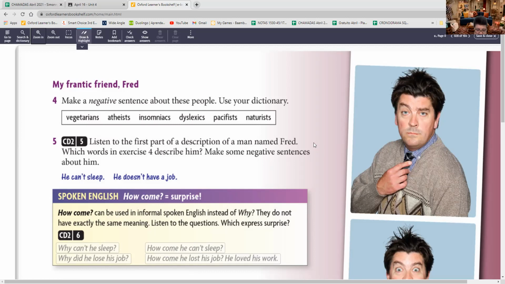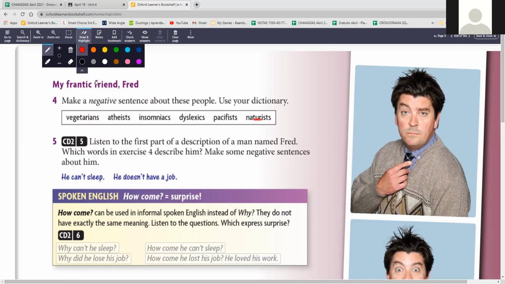So the name of the people, we call these people who practice this kind of living naturists. Naturists. The stress is on the second syllable. Okay. Eu não sirvo para isso, não. Me neither. Me neither.